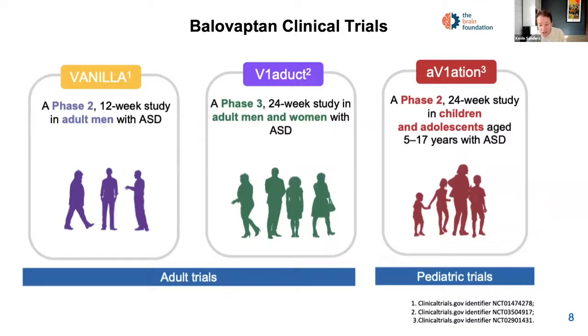We have 2 phase 2 clinical trials, one pediatric, which was aviation, the one farthest to the right here, one adult, which is vanilla, and one phase 3 clinical trial, which is the one in the middle, viaduct. And as you can see, you always wonder how these things get their names. They're all supposed to have V1A in them somewhere. So that was the consistent thing holding them together.